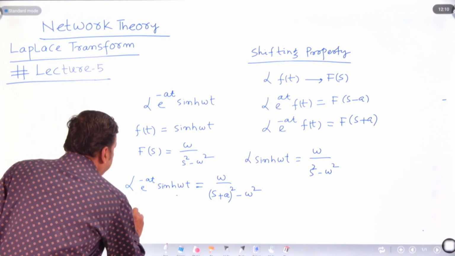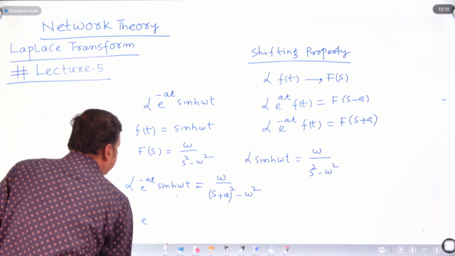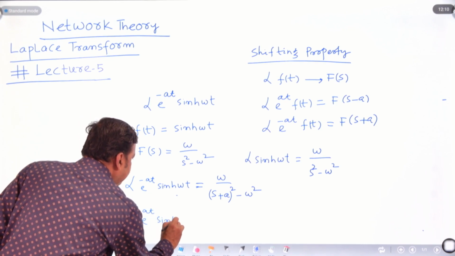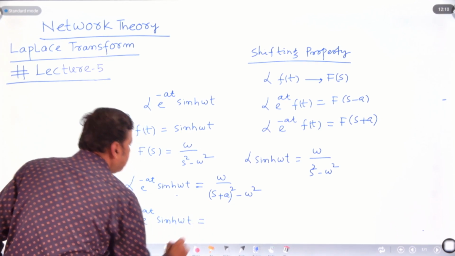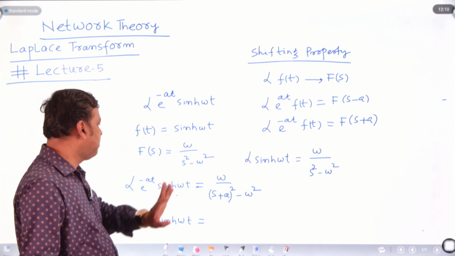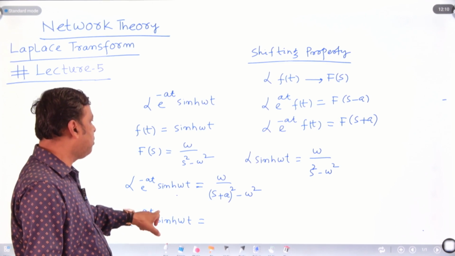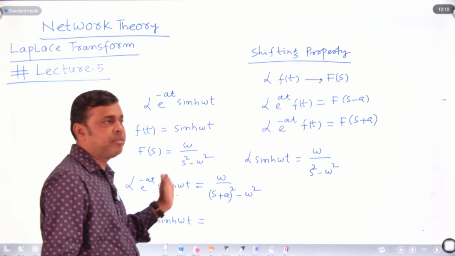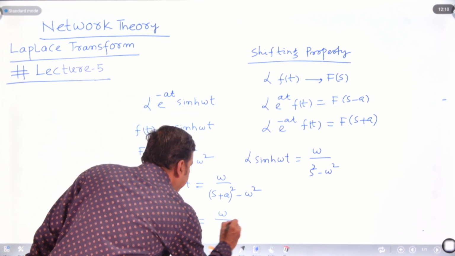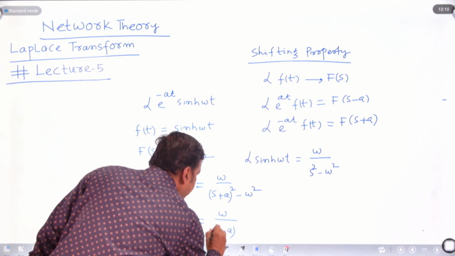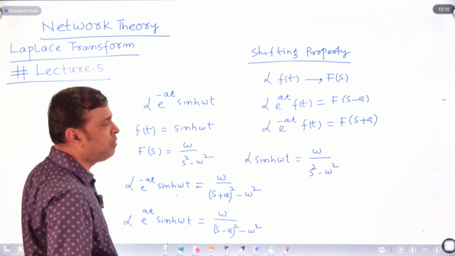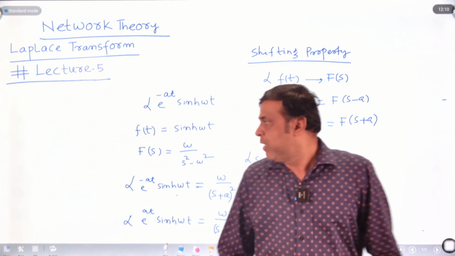Similarly, if I ask for the Laplace transform of e to the power plus at sinh omega t, the original function is sinh omega t, whose Laplace transform is omega by s square minus omega square. Since it is e to the power plus at, F of s shifts to s minus a. So this is omega divided by, in place of s, s minus a whole square minus omega square. That is all about sinh omega t.